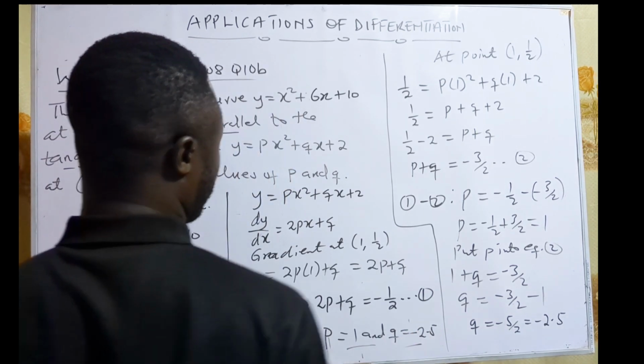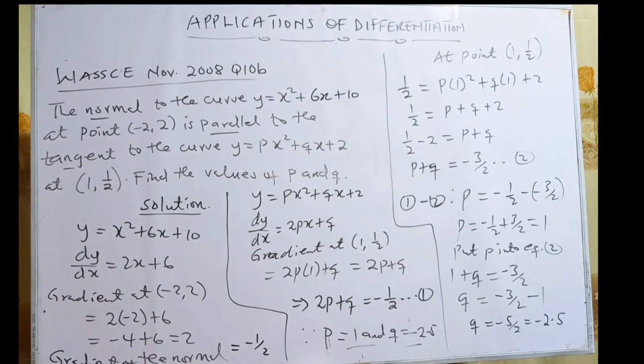So these two are the values of what? p and q. I hope that is understood.